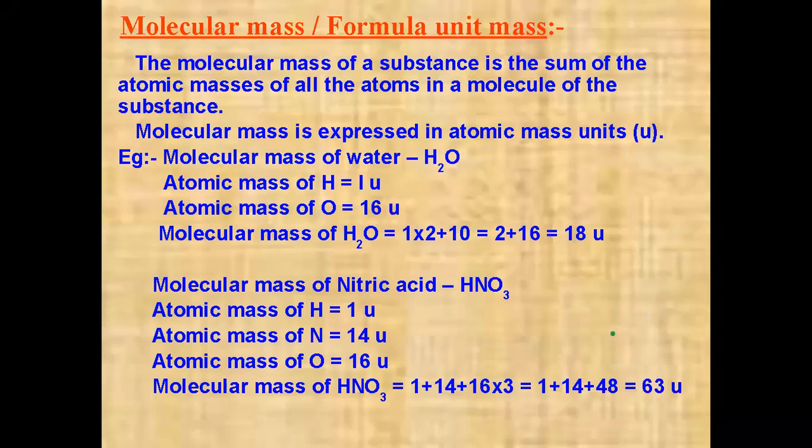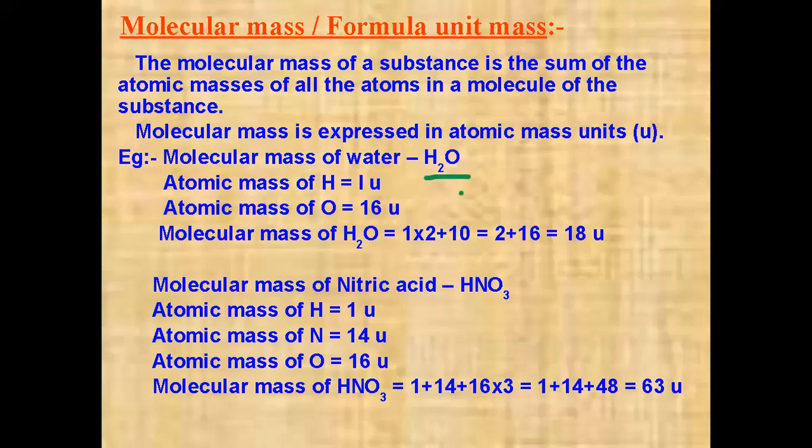Molecular mass or formula unit mass. This is the easiest chapter, not so important, but still very easy. How to find the molecular mass or the formula unit mass of any compound. This is very easy. For example, if they gave you magnesium chloride to find, no, not magnesium. Okay, let's take the example of H2O only.